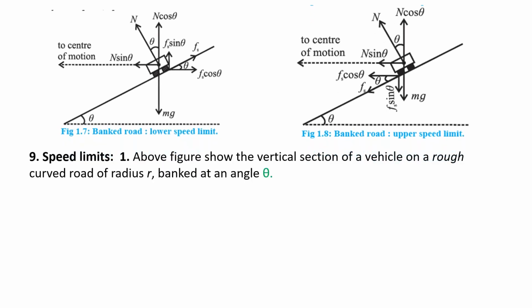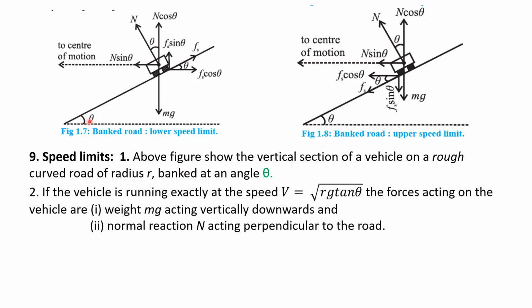Vehicles have some speed limits when they are traveling on a rough curved surface. The above figures show the vertical sections of a vehicle on a rough curved road of radius r and bank angle theta. When the vehicle is moving with the most safe speed, which is equal to square root of rg tan theta, only two forces are acting on it.